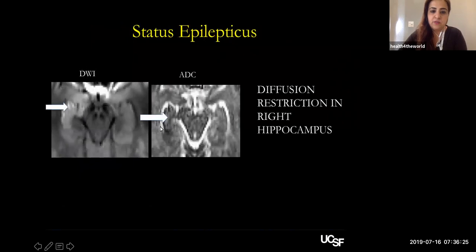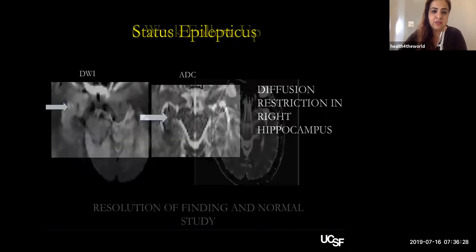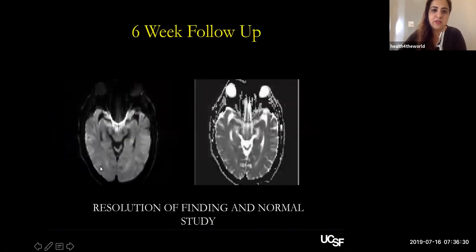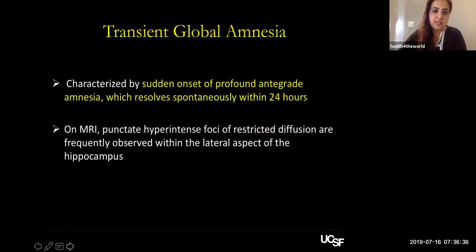I think I showed you the diffusion restriction in the hippocampus in seizures. The important thing is, if you're not sure, just get a follow-up. And if it resolves completely, with no FLAIR abnormality and no diffusion abnormality, it's generally a seizure.